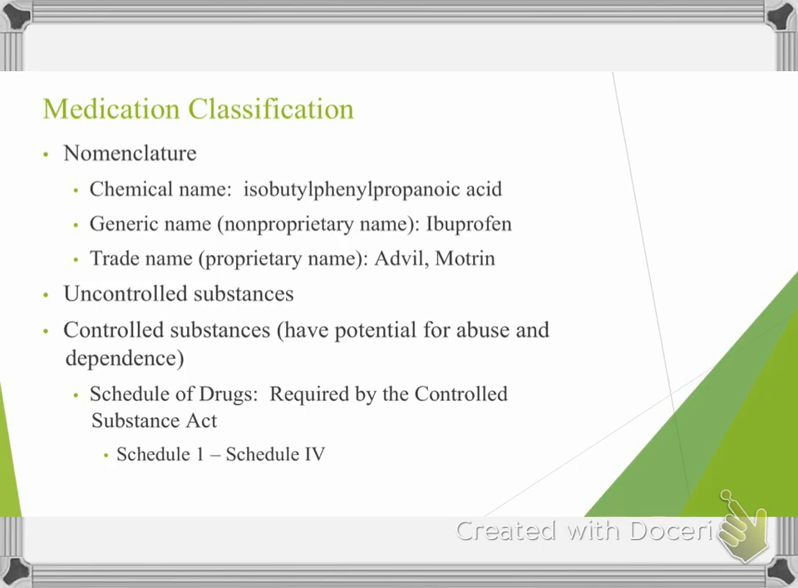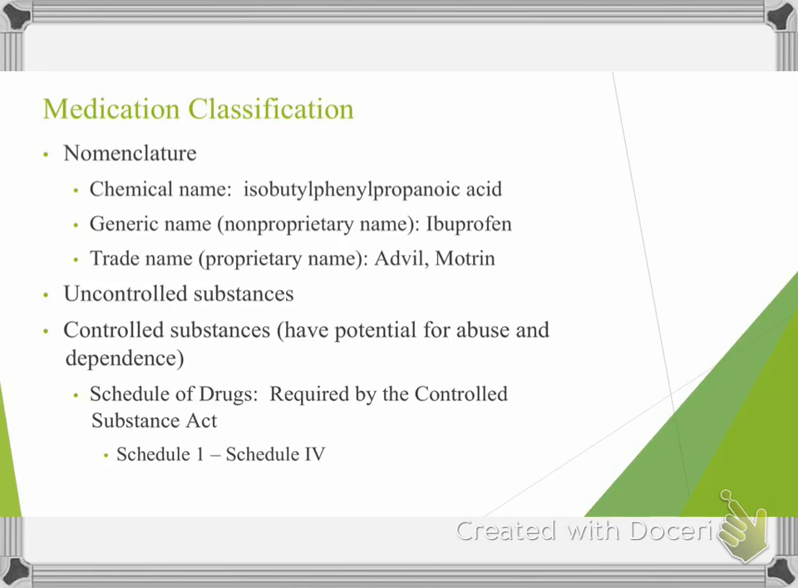You have uncontrolled substances and controlled substances. Now, uncontrolled substances do not pose any risk of abuse or addiction. An example of this would be like antibiotics. Controlled substances have potential for abuse and dependence. So they're scheduled between Schedule 1 and Schedule 4.